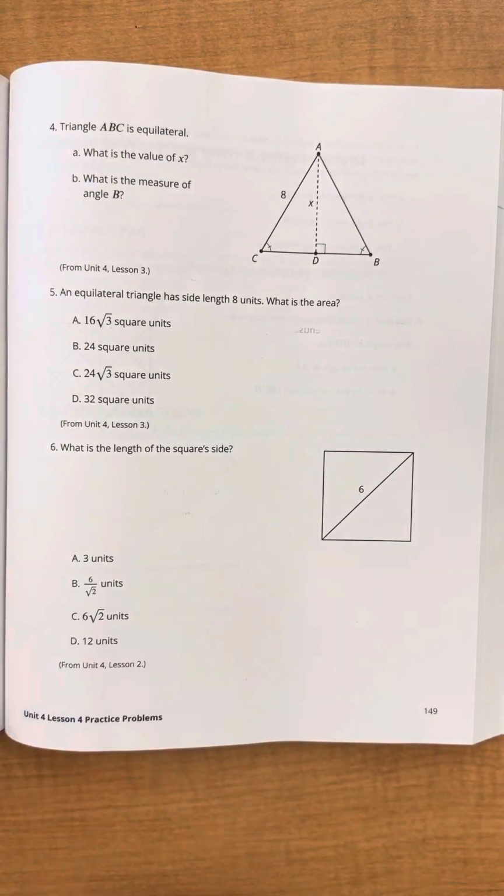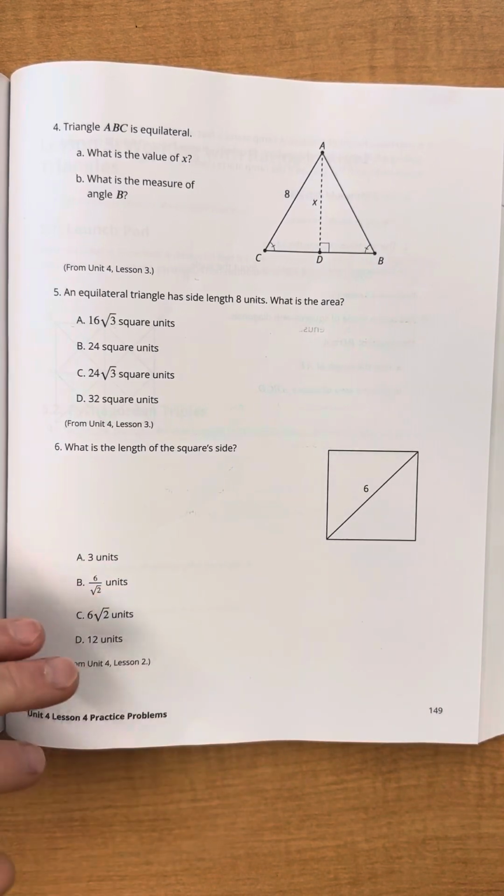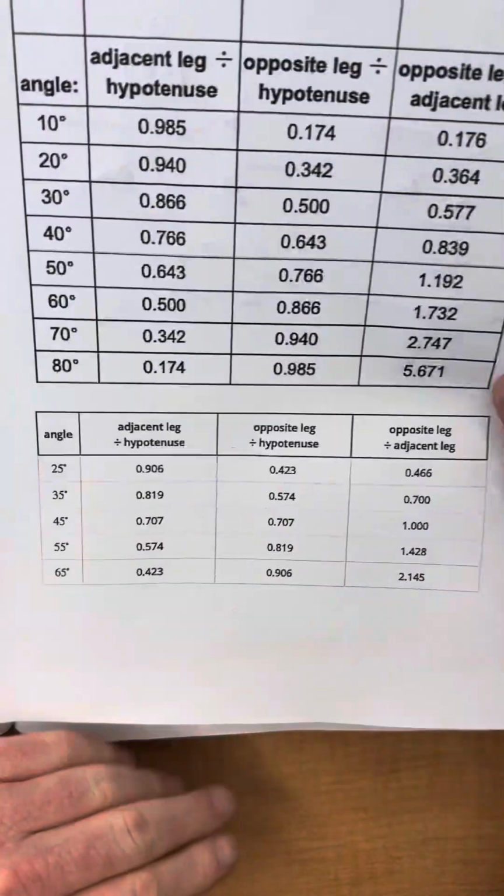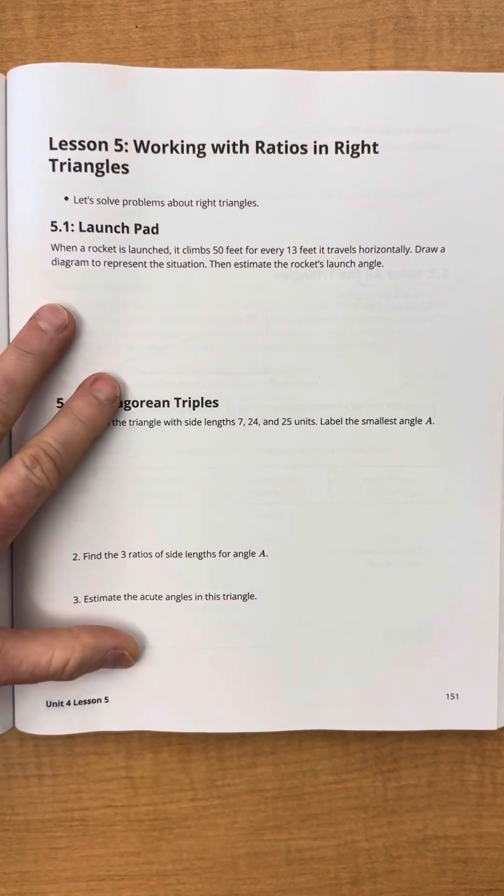Okay, that was lesson 4. You need this table, and I'll make sure everybody has one. Okay, let's move on to lesson 5. All right.